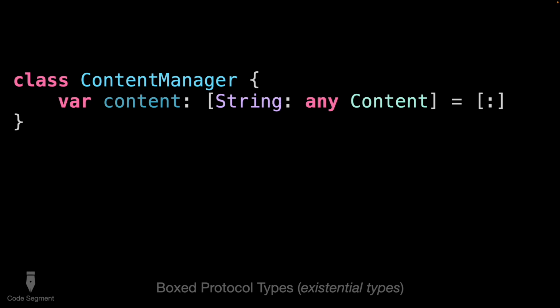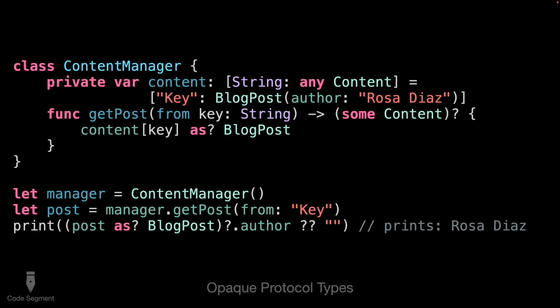We could have a blog post for one value and a tweet for another and a video for another. And they're all different types, but they all implement Content. And what that also means is that if we ever access those values from this dictionary, we will only be able to use the properties and functions defined by Content, unless we cast it to its underlying type. But that's something we'll go over another time.